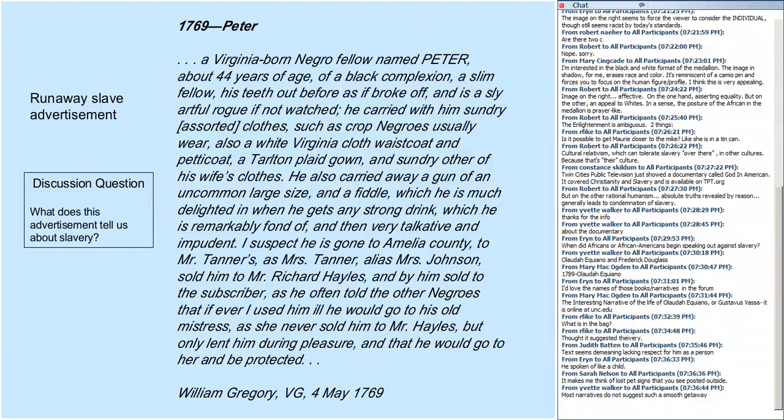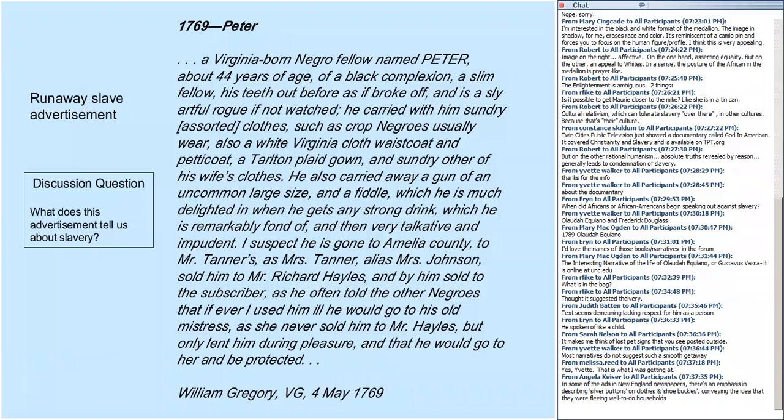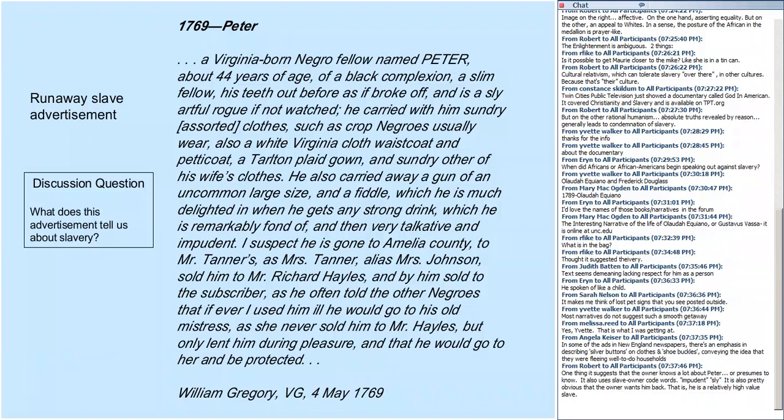I was particularly interested in the fact that he was carrying his wife's clothes, which could suggest that he's going back to Mrs. Tanner's plantation where his wife is, or that he's carrying that as a disguise. And we certainly see other runaway advertisements where they say that they took particular clothing with them and they wouldn't be surprised if they try to hide and be in disguise. And there's some very famous escapes where some men dress up as women, works more often that way than the other way, and manage to escape in the disguise of a woman.